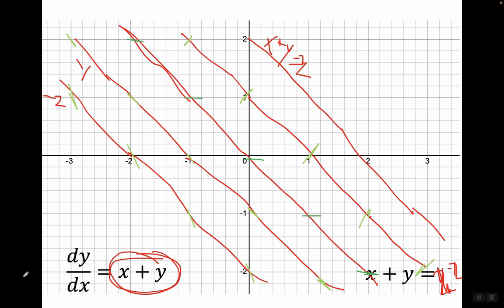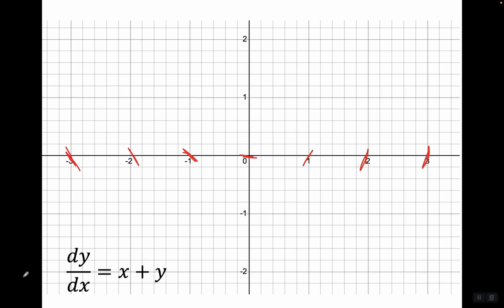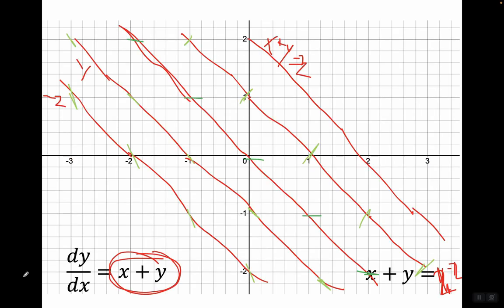Okay, so now we've got our slope field. So we have a much better slope field. We were able to draw it much more quickly than we did when we did it in this tedious way like that. That just took forever. And now let's draw some solution curves.